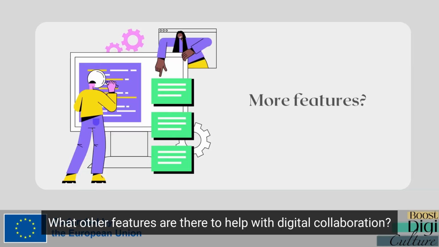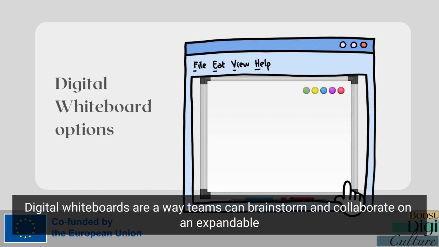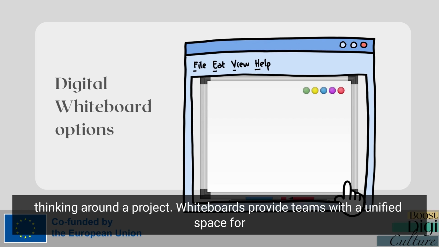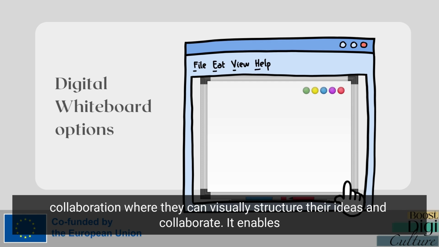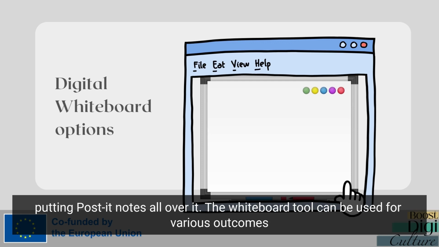What other features are there to help with digital collaboration? Digital whiteboards are a way teams can brainstorm and collaborate on an expandable digital canvas. In-person and remote teams can ideate from their devices to develop their thinking around a project. Whiteboards provide teams with a unified space for collaboration, where they can visually structure their ideas and collaborate. It enables dynamic collaboration and brainstorming with intuitive whiteboarding, like having a wall and putting post-it notes all over it.